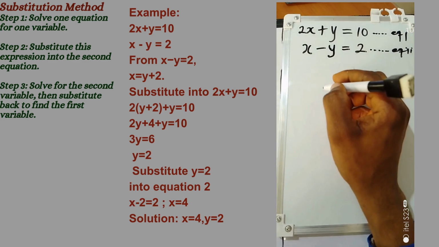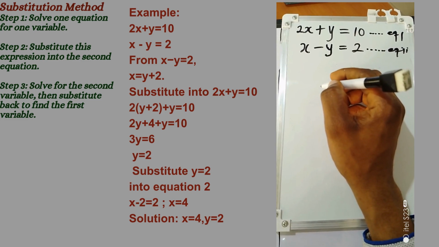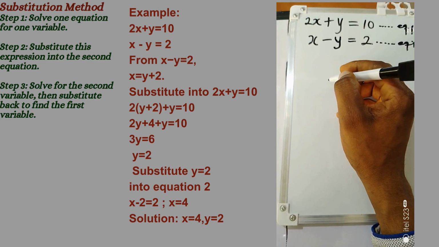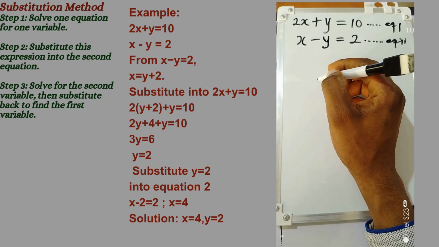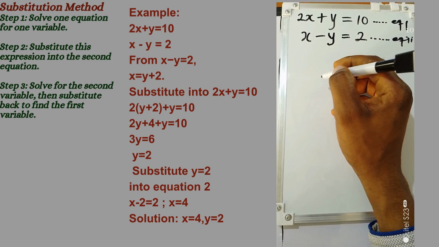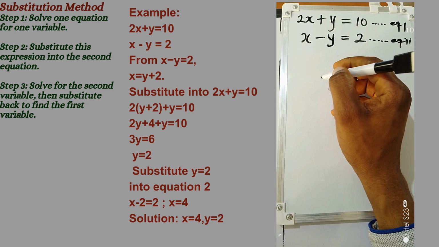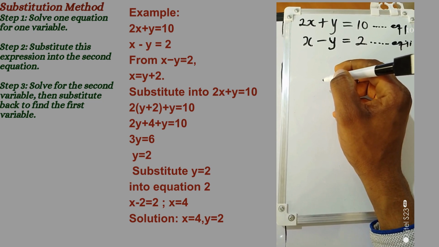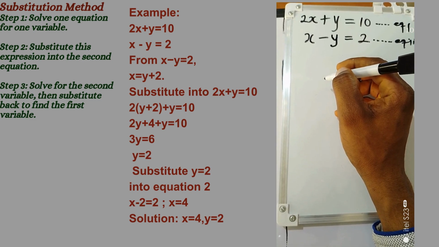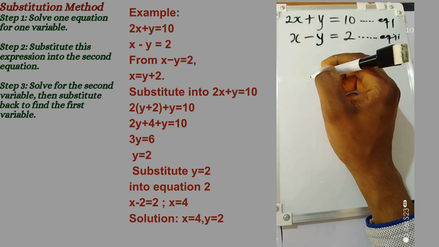Okay, thank you. Let's look at substitution method. Under this method, we have three steps. The first one says solve one equation for one variable. The second one says substitute this expression into the second equation, while the third step says solve for the second variable, then substitute back to find the first variable.